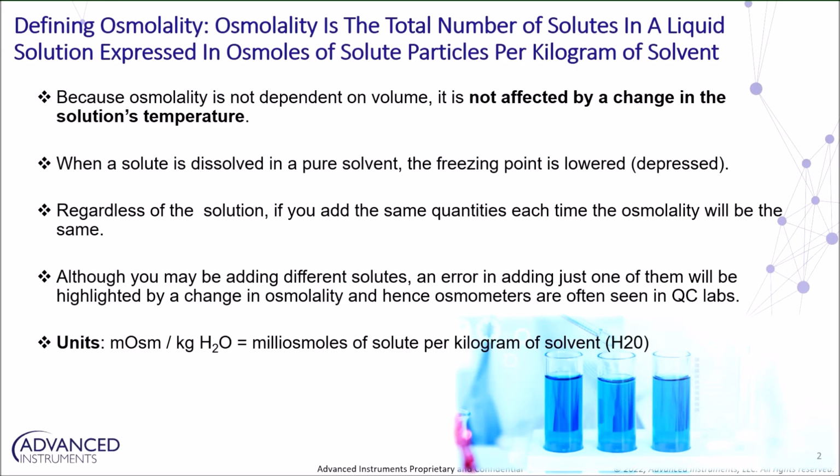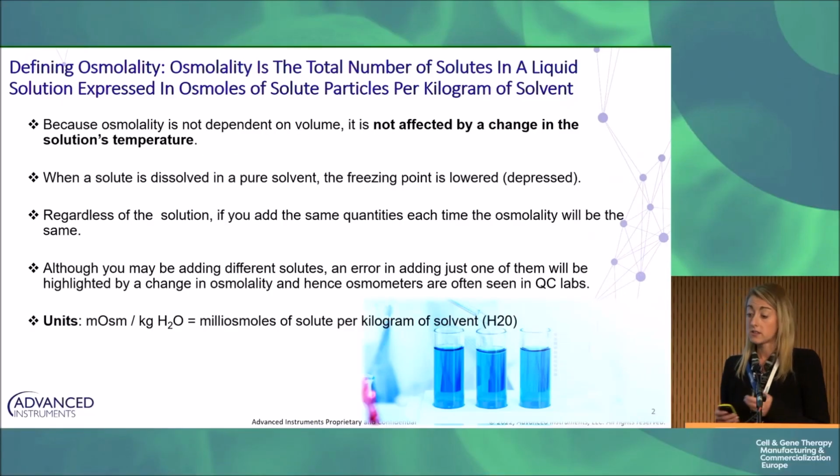What we're looking at when testing osmolality is the measurement done by freezing point depression. When a solute is dissolved in a pure solvent, the freezing point of that solution is lowered, so depressed. Advanced Instruments osmometers do that measurement based on freezing point depression technology. Regardless of the solution or your drug product, if you're adding the same quantity of that solute each time, technically your osmolality should stay the same. If you're adding different solutes, for example, and there is an error in the quantity that is added, your osmolality is going to change, so you're going to be able to see the difference.